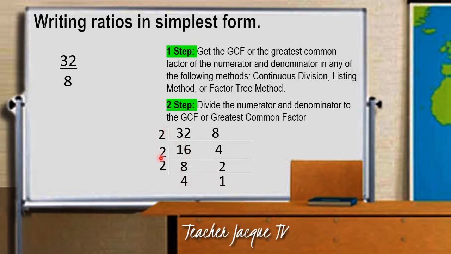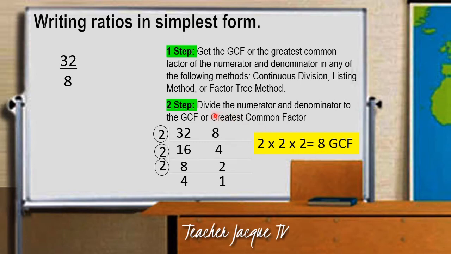Okay? So, now we will get their GCF. Okay? Or the GCF of 32 and 8. So, to get the GCF of 32 and 8, we will multiply all the divisors na ginamit natin. Okay, so we have 2 times 2 times 2. 2 times 2 times 2 is equals to 8. So, ang GCF natin ay 8.